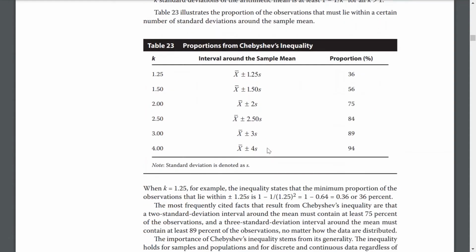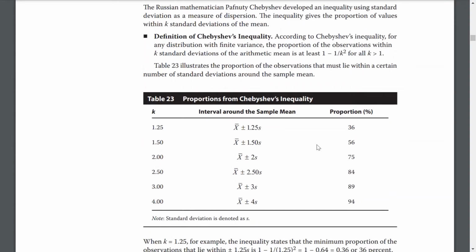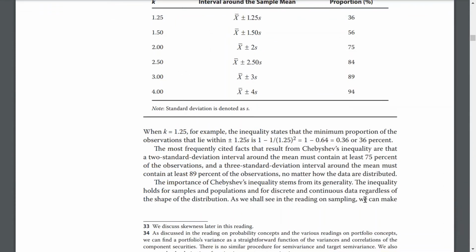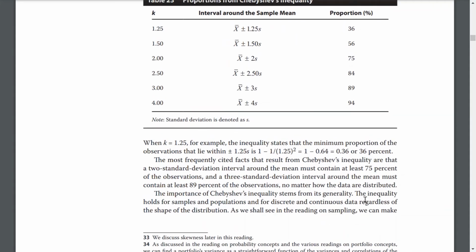So k, what is k? k is the number of standard deviations from the arithmetic mean, and this is the proportion. When k is 1.25, for example, the inequality states that the minimum proportion of observations that lies within 1.25 standard deviations is 1 minus 1 divided by 1.25 squared. 1 minus 0.64 equals 0.36, or 36%.